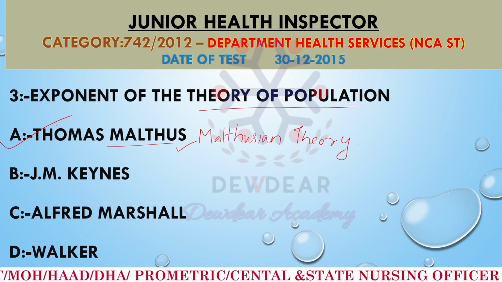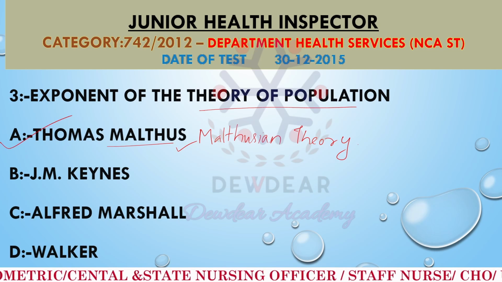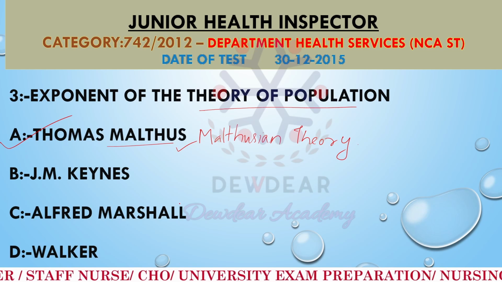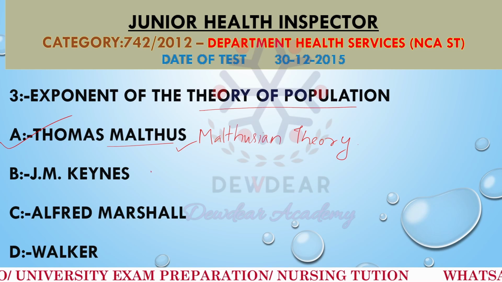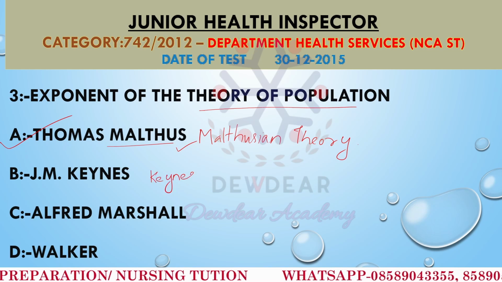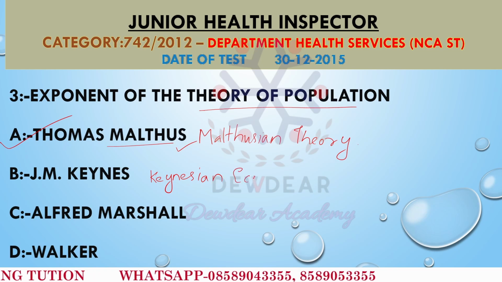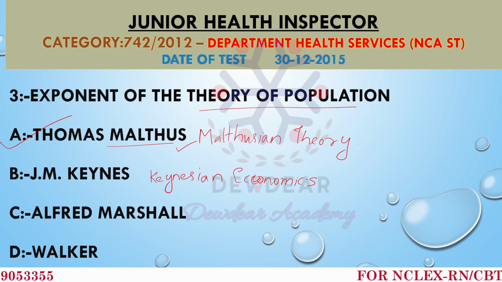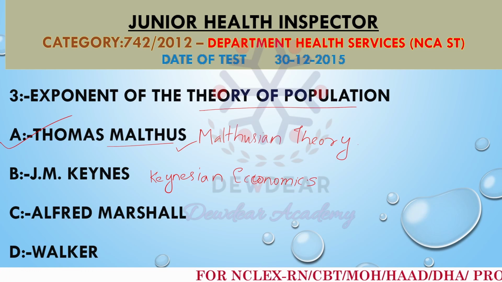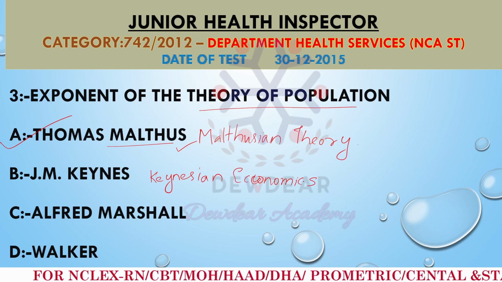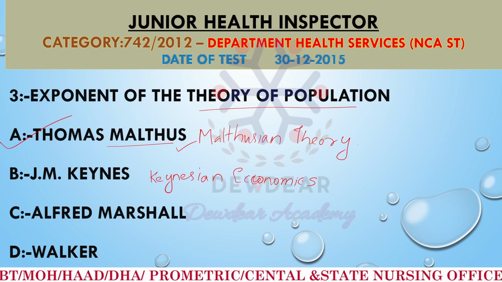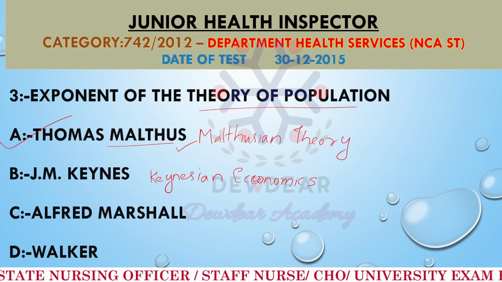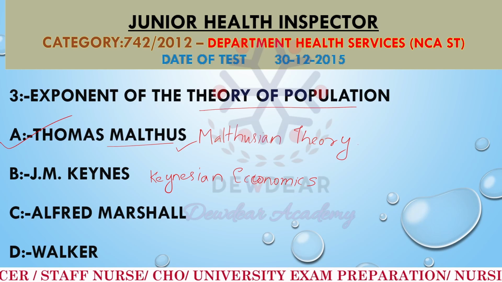Then option B, J.M. Keynes. John Maynard Keynes is an influential economist known for his Keynesian economics, focusing on aggregate demand, employment and government intervention in economic activities. So he is not associated with developing the theory of population. So option B is not the correct answer.